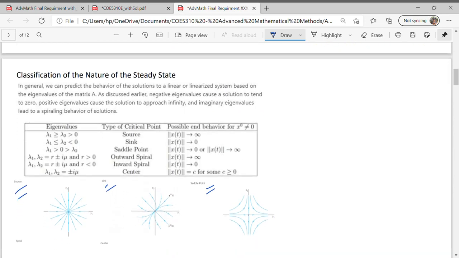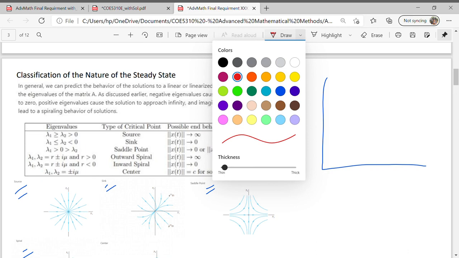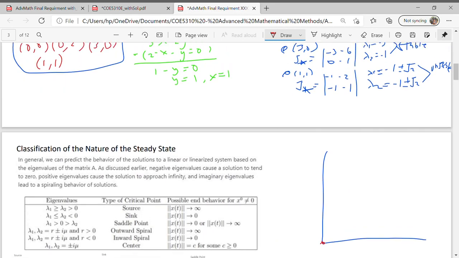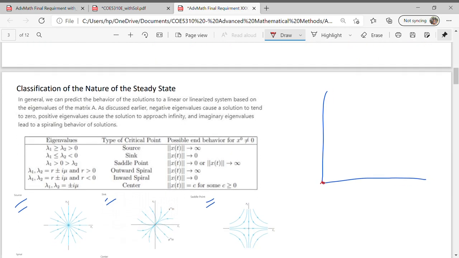So, sketching the phase portrait for the previous example. We get the first fixed point at 0, 0. The other fixed point is at 0, 2. The other is 0, 3. And the last one is at 1, 1.